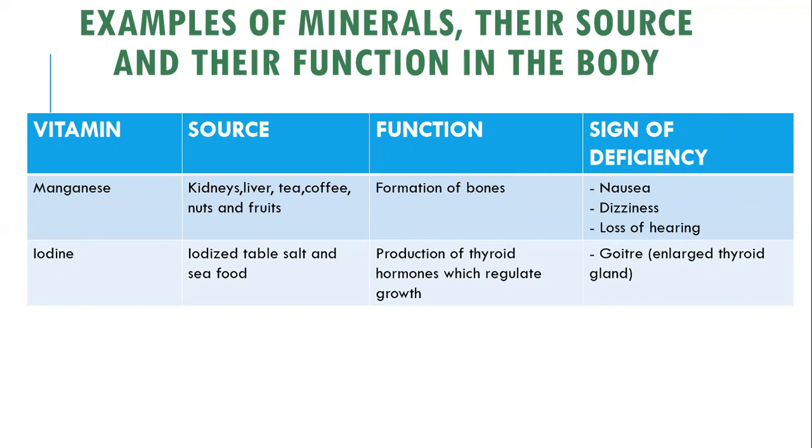So moving on, the other mineral, manganese. The sources are kidneys, liver, tea, coffee, nuts, and fruits. The functions include the formation of bones, and the signs of deficiency include nausea, dizziness, and loss of hearing. The last one is iodine. The sources include iodized table salt and seafood. The function includes production of thyroid hormones, which regulate growth. The signs of deficiency include goiter, that is, an enlarged thyroid gland.